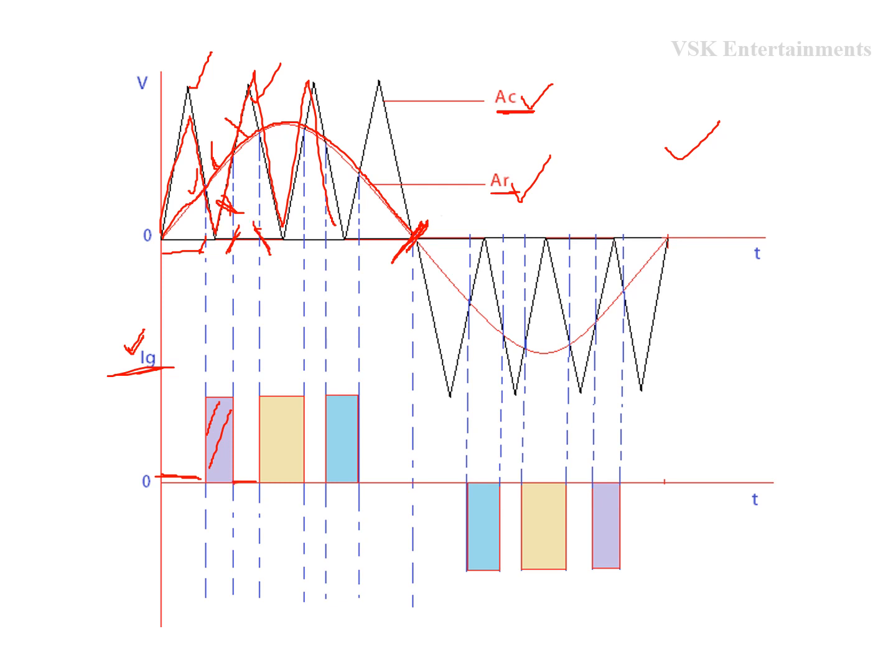Similarly, from this point to this point, the magnitude of carrier is less than the magnitude of reference signal, so we are going to get the gating pulse. Similarly, for the next duration, from this point to this point, the magnitude of carrier is greater than the magnitude of reference, so we are not going to get any gating pulse. Again, from this point to this point, the magnitude of reference is greater than the magnitude of carrier, so we are going to get the gating pulses. The same procedure repeats for the remaining half cycles.